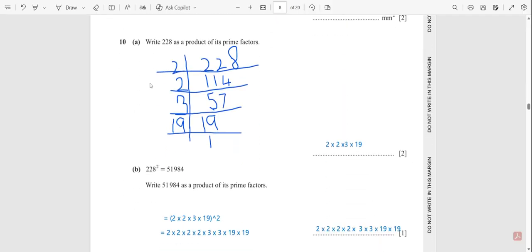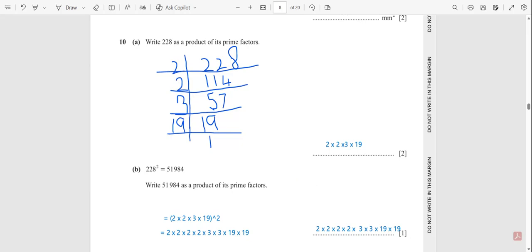Okay. Write 228 as a product of its prime factors. We can use the division method or we can use the factor tree method. Here I have used the division method. So 228, 2 1s are 2, 2 1s are 2, 2 5s are 10, 2 57s are 114, 3 19s are 57, 19 1s are 19. So the prime factors are 2 into 2 into 3 into 19.